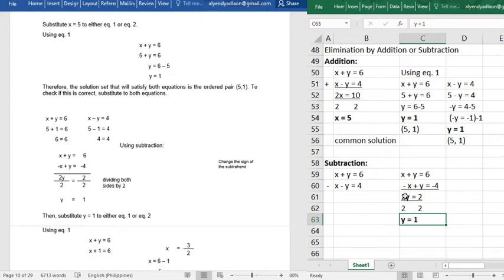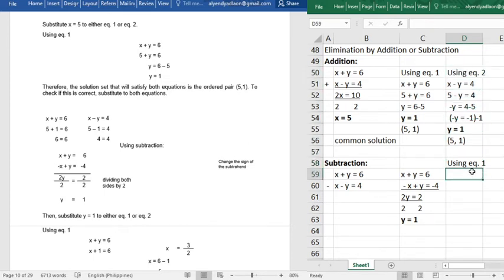So as you can see, our y here is 1, just like what we got using elimination by addition. So therefore, we will get the same answer. Now let us try substituting using equation 1.